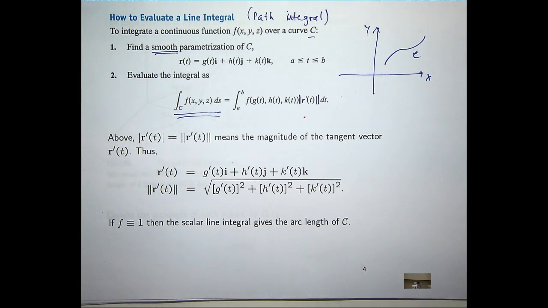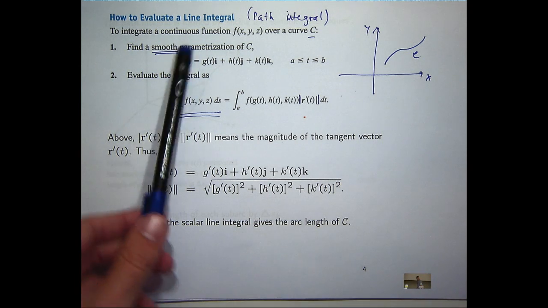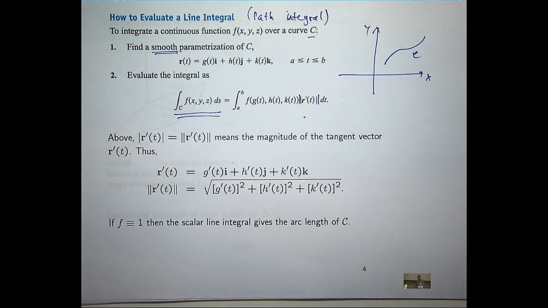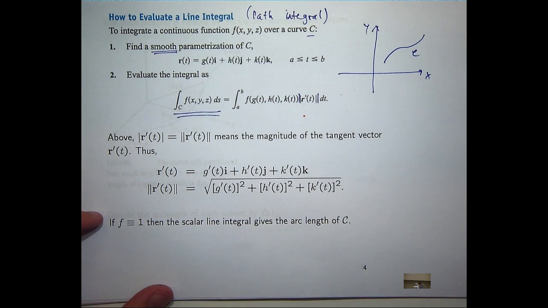Anybody remember what a smooth parameterization is from earlier? The derivative's continuous. So the derivative of r is continuous and never zero. That's what we mean when we say a smooth parameterization. This function here has a derivative that is never the zero vector, and the derivative is also continuous. Okay, so let's look at a special case.